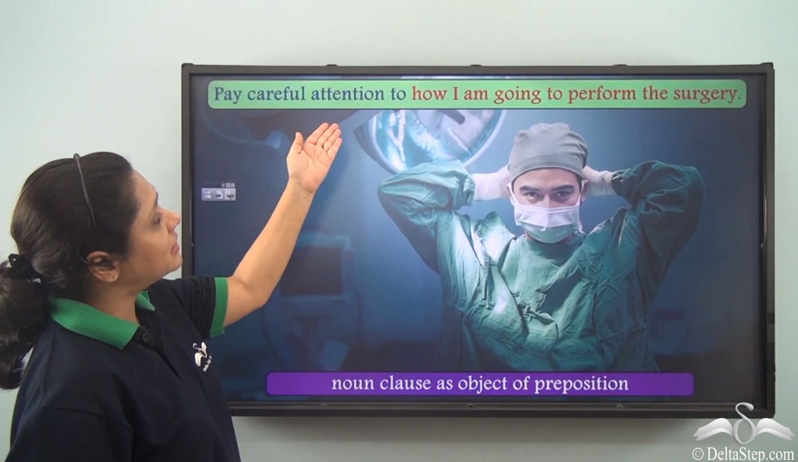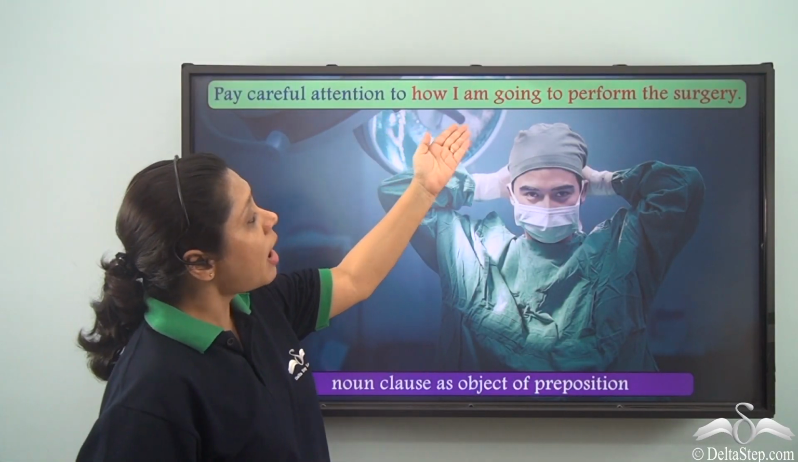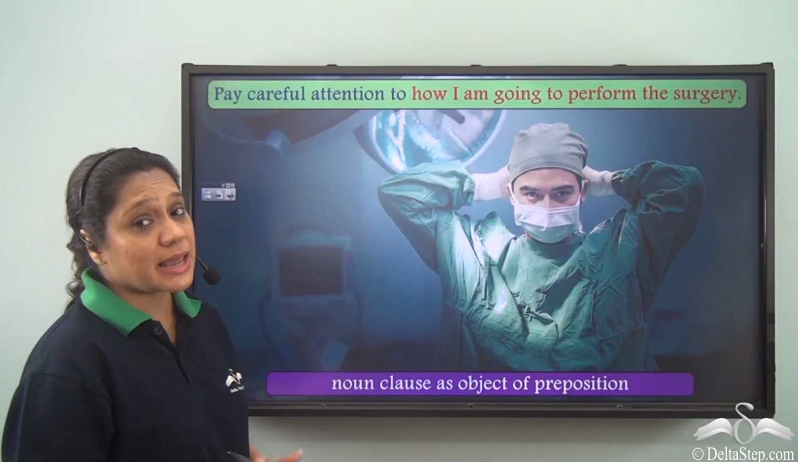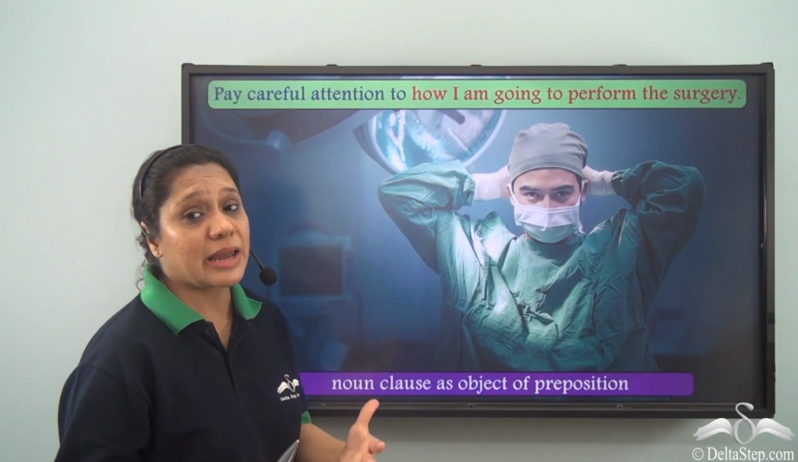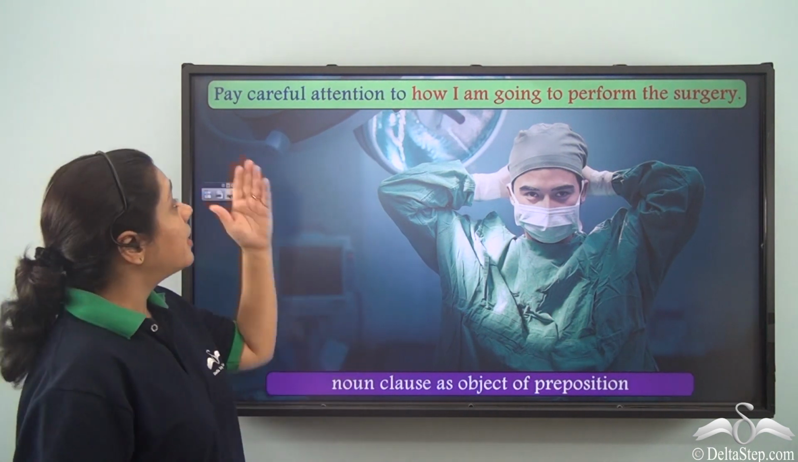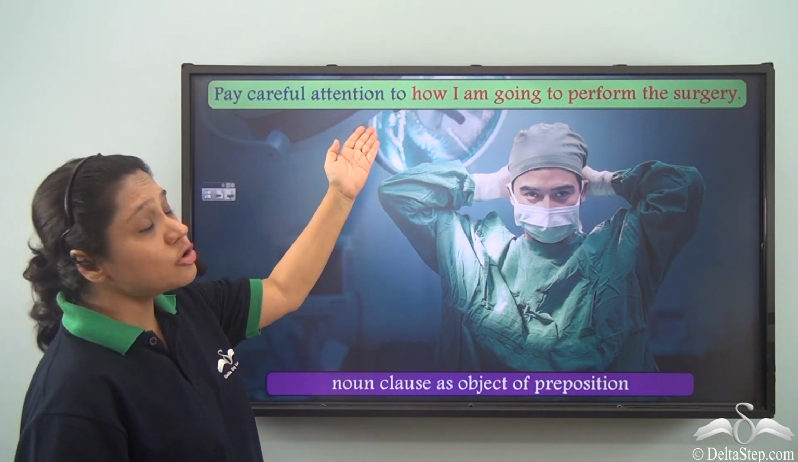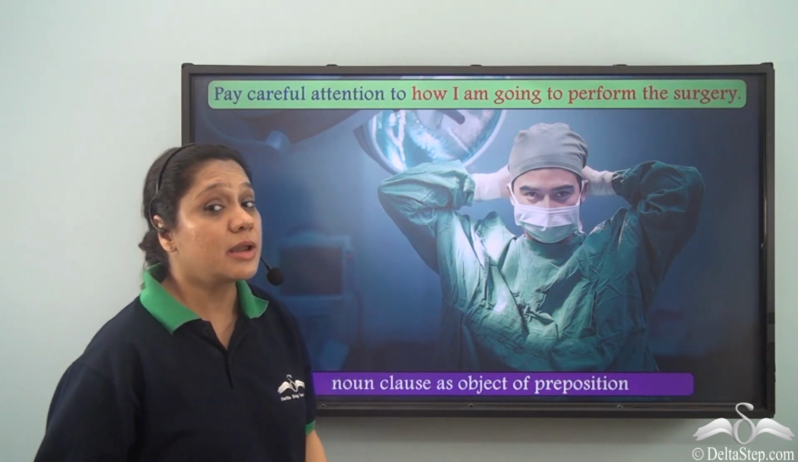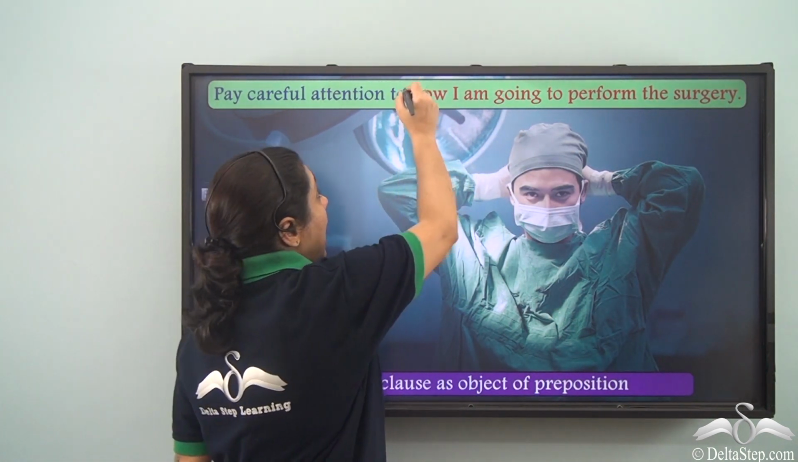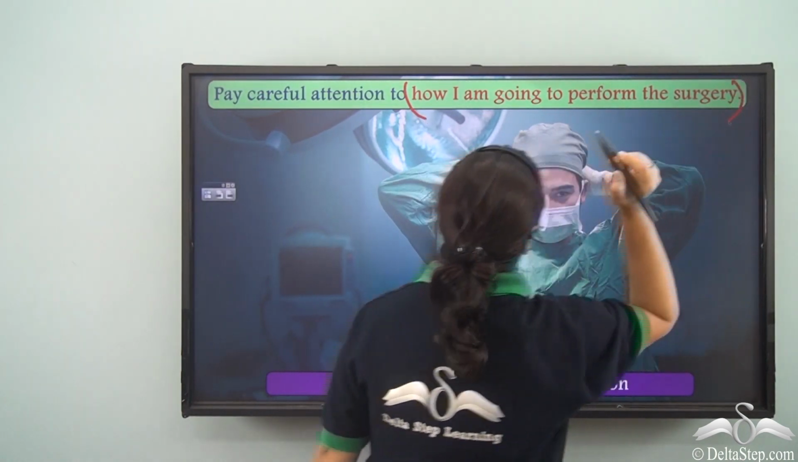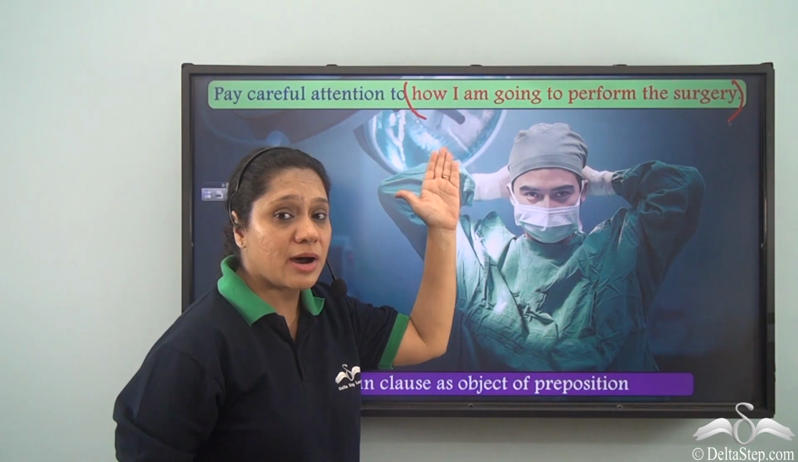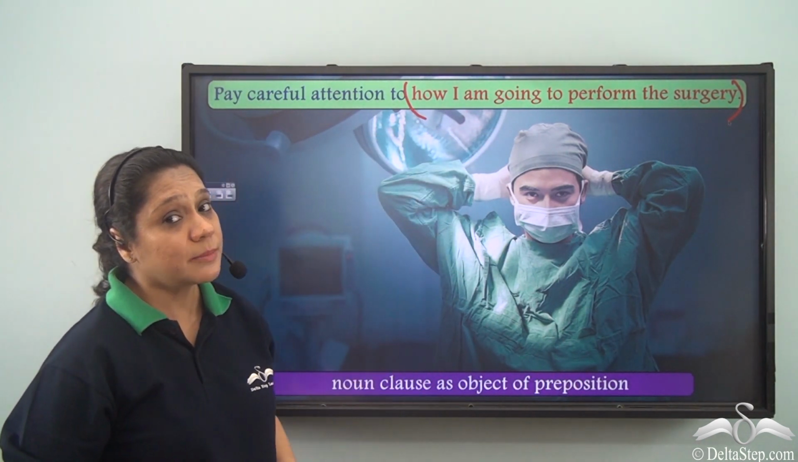Pay careful attention to how I am going to perform the surgery. Now, in this case, pay careful attention to what? Pay careful attention to how I am going to perform the surgery. So, in this case, how I am going to perform the surgery is acting as a noun, and this group of words is thus a noun clause.